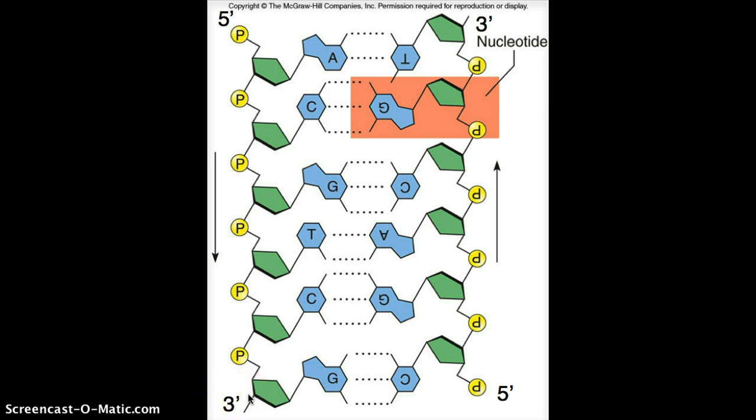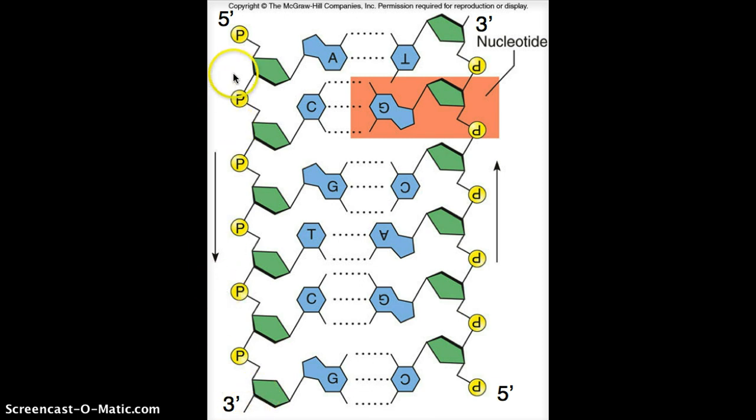If you go back and remember our labeling of the carbons of the sugar, so this was carbon 1, carbon 2, 3, 4, and 5. So this is called the 3' end because the number 3 carbon is not attached to another nucleotide.